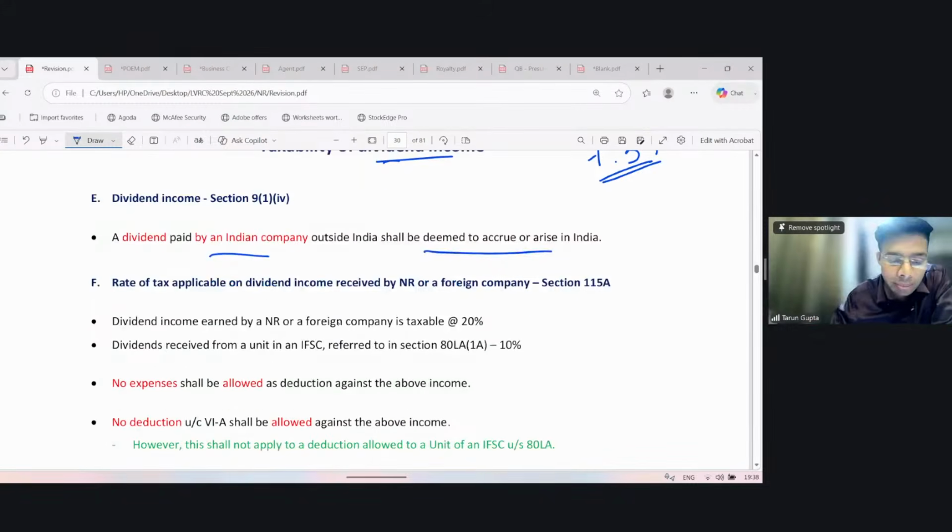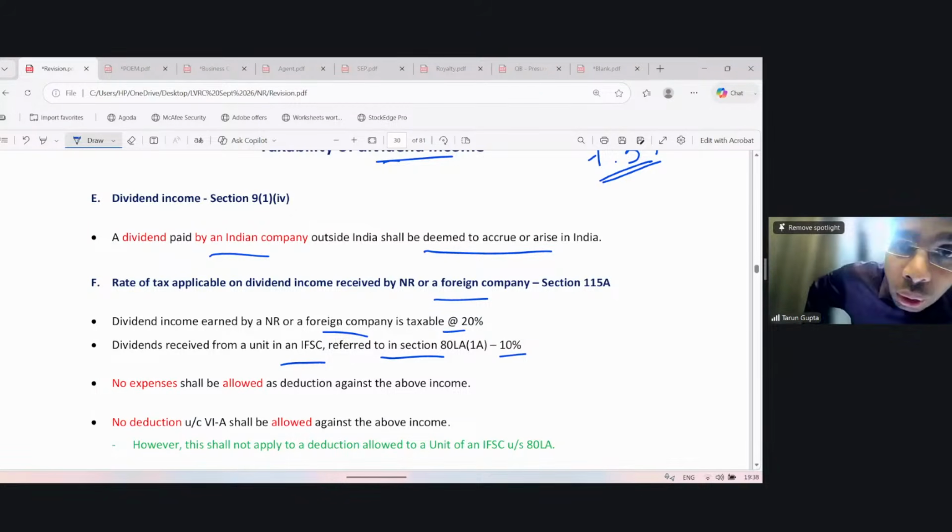Rate of tax applicable on dividend received by an NR or foreign company, Section 115A. So dividend income earned by an NR or foreign company is taxable at the rate of 20%. Dividend received from a unit in an IFSC, referred to in Section 80LA, is taxed at 10%. So generally, the dividend is taxable at the rate of 20% as provided in Section 115A. Right?